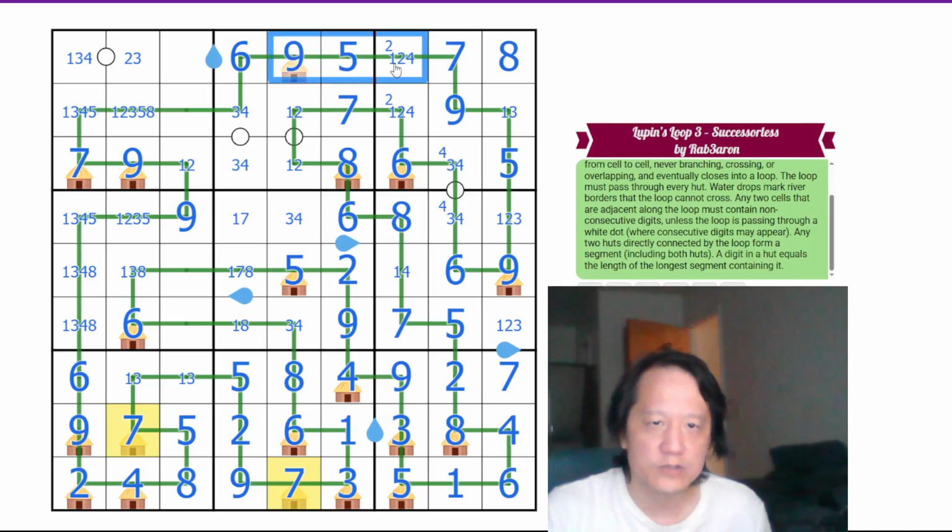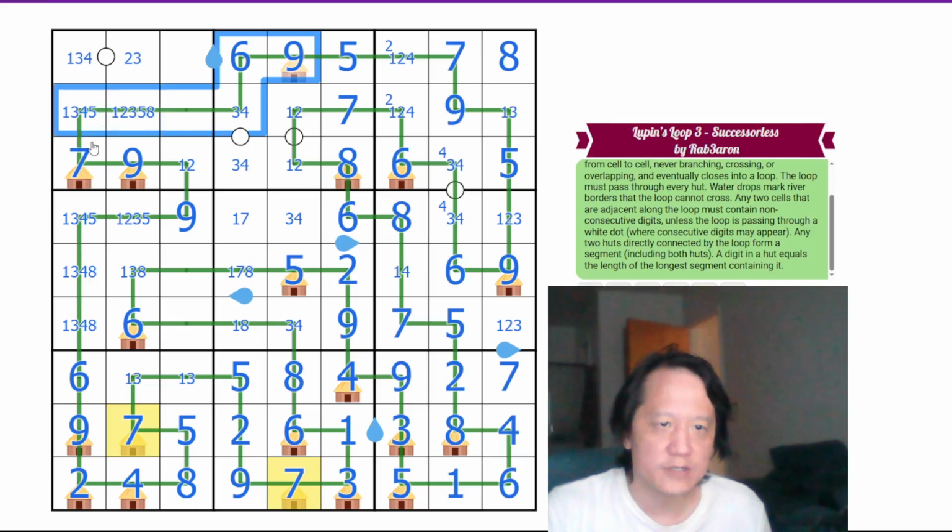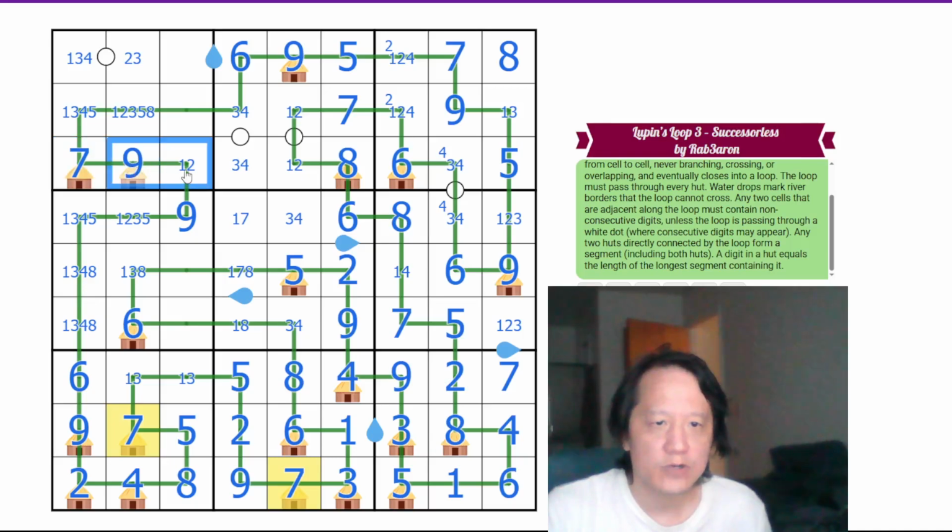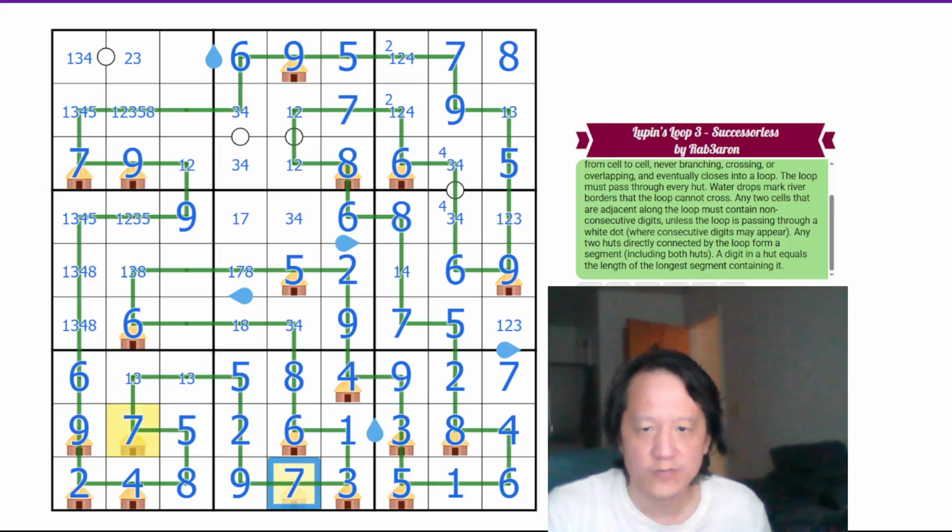And we have 1, 2, 3, 4, 5, 6, 7, 8, and 9. This is path length 9. So therefore both of these are 9. This is size 2. Size 2. We don't have to color that anymore.